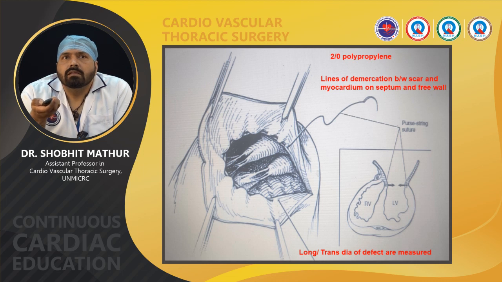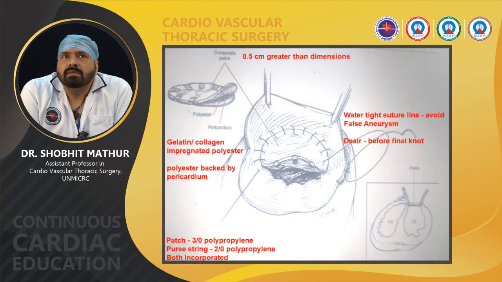Now, once the patch has been sized, a 2-0 Prolene suture is used to take a purse string along the line of demarcation between scar and myocardium on the septum and free wall. So we can see here clearly that a purse string Prolene suture is taken. After taking the suture, the longitudinal and transverse diameters of the defect are measured, and the patch that is used is a composite patch. It is made up of polyester, that is Dacron, and pericardium on one side.